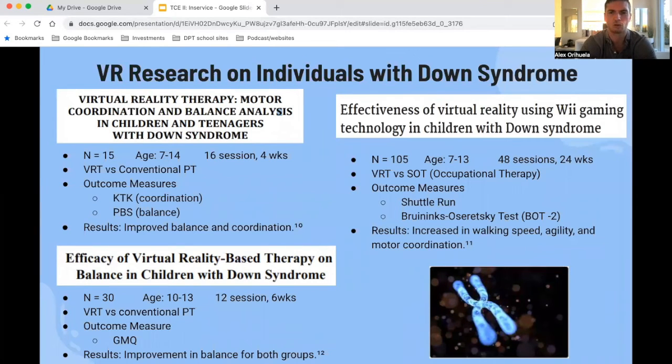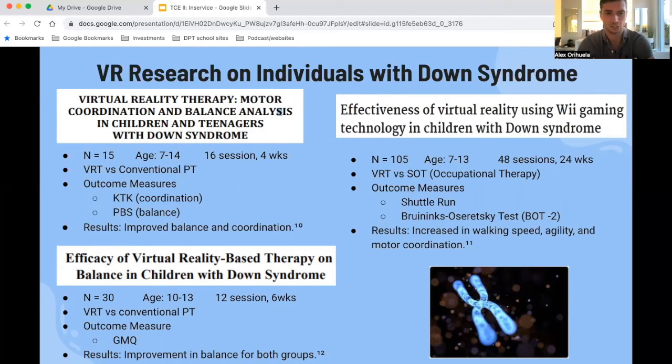The next research article was done on 105 children aged 7 through 13, where they had 48 sessions over 24 weeks, and they compared it to just basic occupational therapy. And the outcome measures they tested were the shuttle run and BOT2. And the results showed that virtual reality increased their walking speed, agility, and motor coordination over those 48 weeks over just regular occupational therapy exercises.